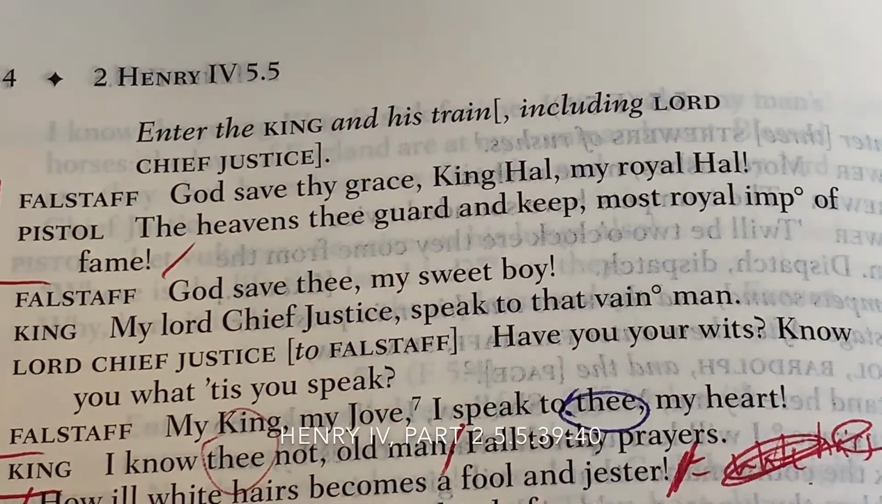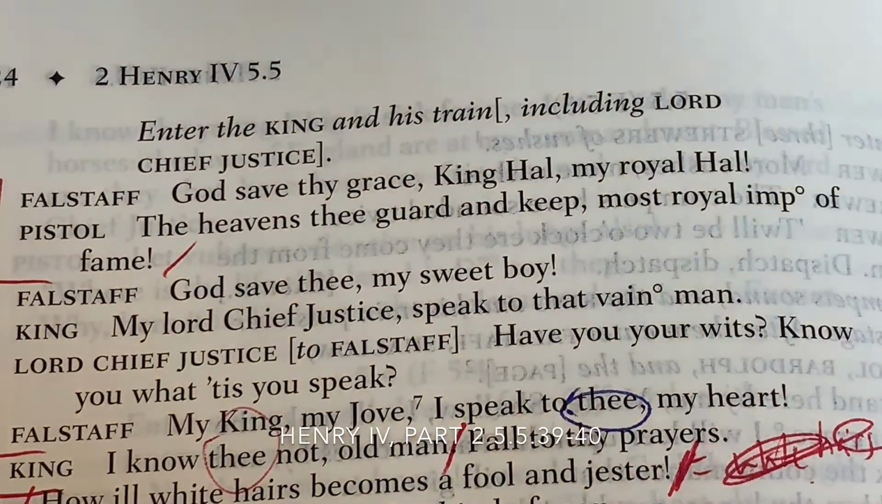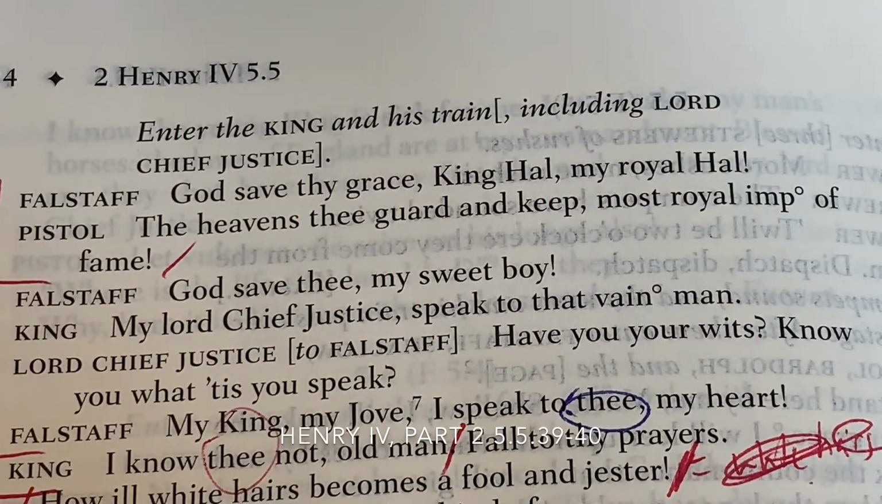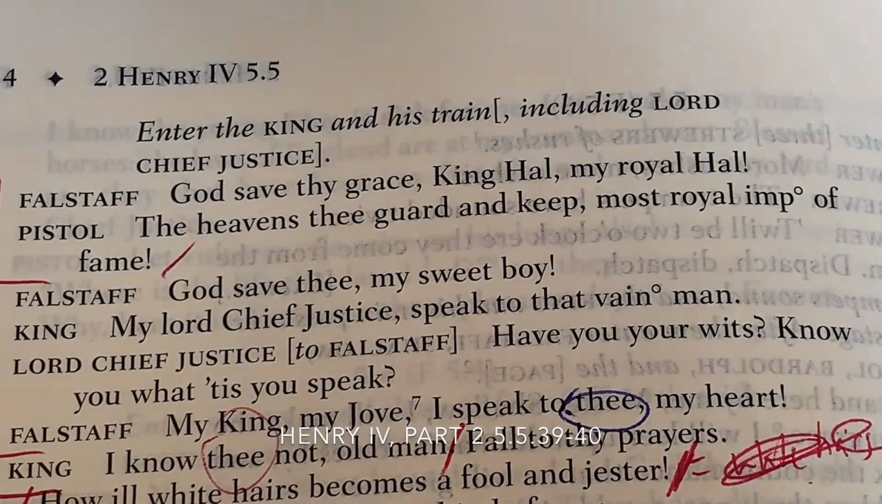Falstaff: God save thee, my sweet boy. King: My Lord Chief Justice, speak to that vain man, that foolish man. Lord Chief Justice: Have you your wits? Know you what 'tis you speak? Falstaff: My king, my Jove, I speak to thee, my heart.